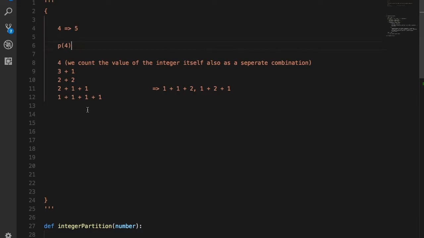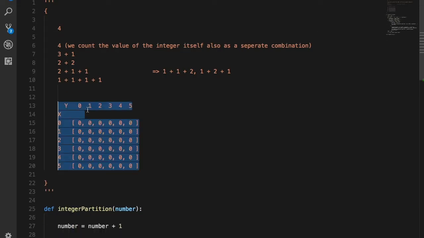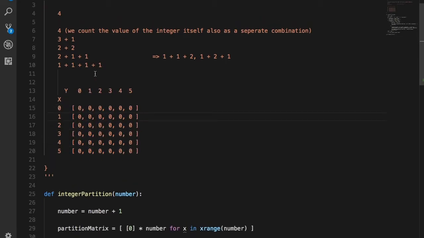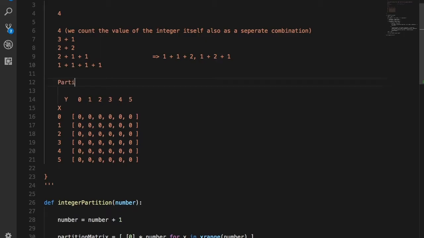So we do this by creating a 2D array, or another name for it could be a matrix. We call this the partition matrix. Let's say for example, for number 5, it would look something like this. If you observe, we start from 0, 1, 2, 3, 4, and 5. So there are actually 6 rows and 6 columns. Now you might be wondering, if it was 5, it should be 5 by 5, right? Well, yeah, but you want to include the number 5 in this case. Just a tidbit of information.